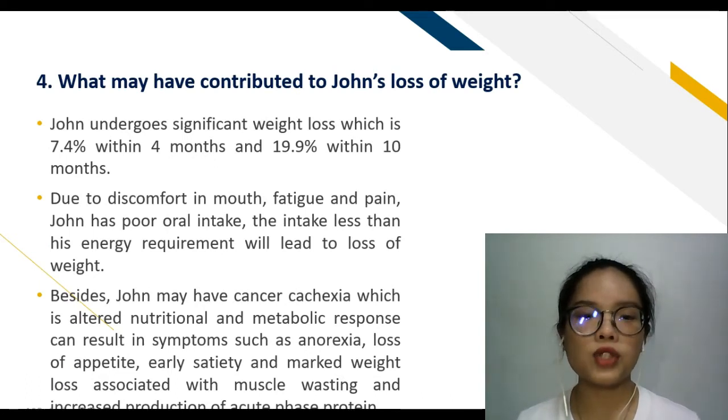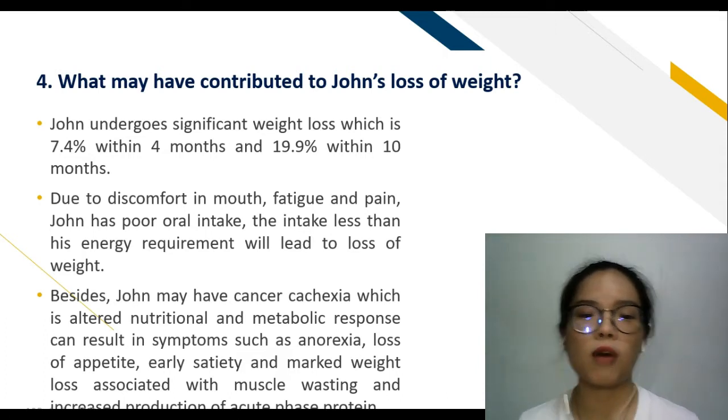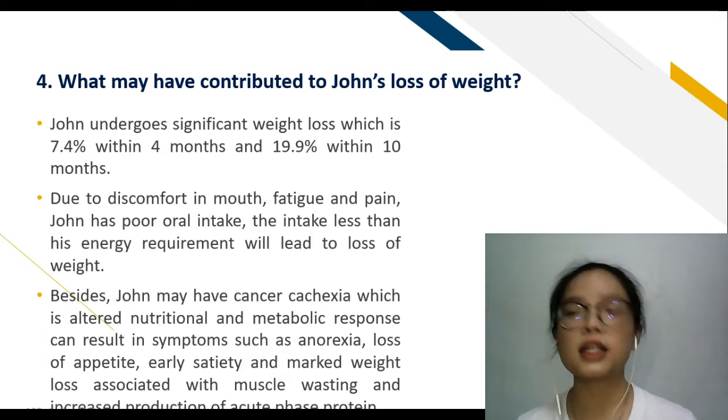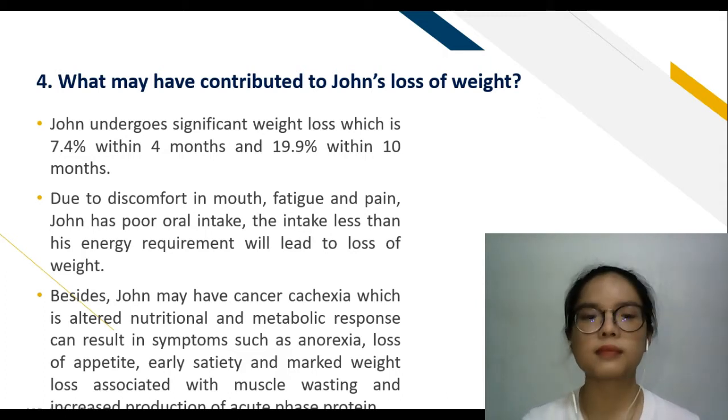There are some contributing factors. John underwent a significant weight loss, which is 7.4% within 4 months and 9.9% within 10 months. This may be due to discomfort in the mouth, fatigue, and pain, so John has a poor oral intake, and his current intake is less than his energy requirement. This leads to the loss of weight. Besides, John also has cancer cachexia, which alters the nutrition and metabolic response and results in a syndrome such as anorexia, loss of appetite, early satiety, and a marked weight loss associated with muscle wasting.